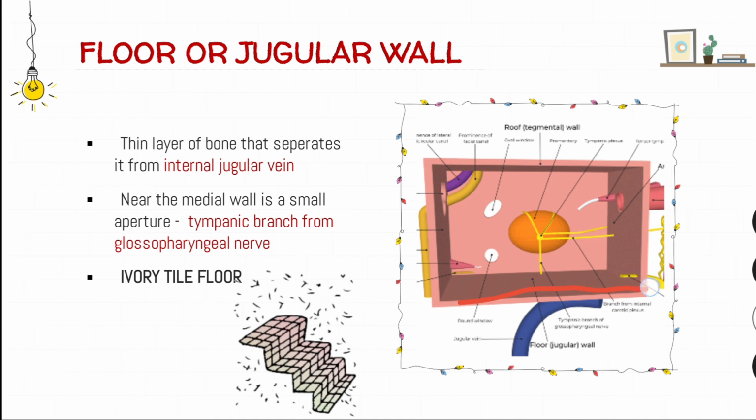That is the reason why it is called jugular wall. It separates internal jugular vein from the middle ear. And then closer to the medial wall, there is a small opening through which tympanic branch from glossopharyngeal nerve emerges. So that is tile, T for tympanic branch from glossopharyngeal nerve. Ivory tile floor.